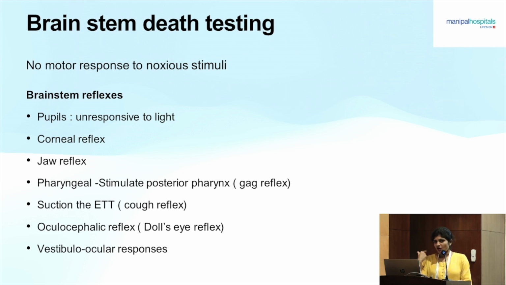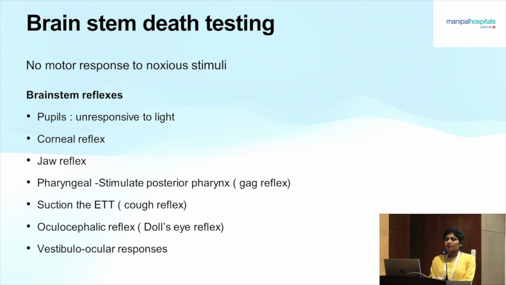And then the corneal reflex, jaw jerk, and pharyngeal reflex, where in an intubated patient, you use a tongue depressor and look for the pharyngeal movement on both sides. Sometimes it might be difficult, so if it's not possible, it's okay if you don't do it.